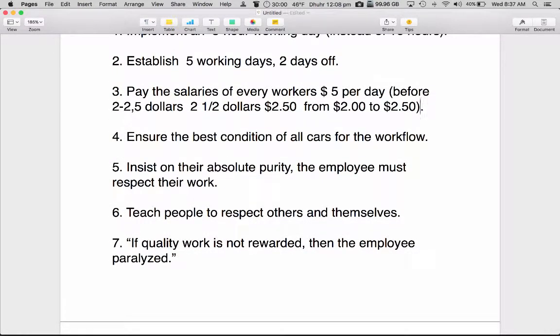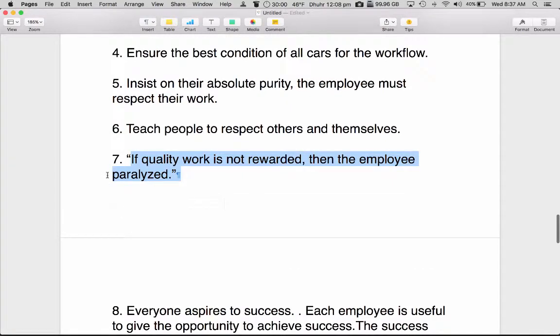Next, 4. Ensure the best condition of all cars for the workflow. 5. Insist on their absolute purity. Purity is strange. Purity of what? The car or the people? This is odd. Please revise this. Teach people to respect others and themselves. If quality work is not rewarded, then the employee is paralyzed.